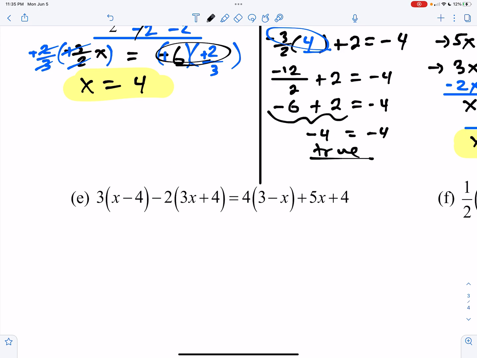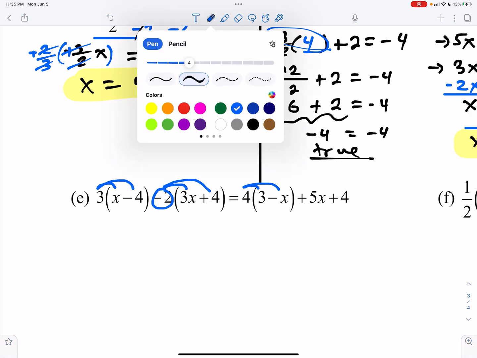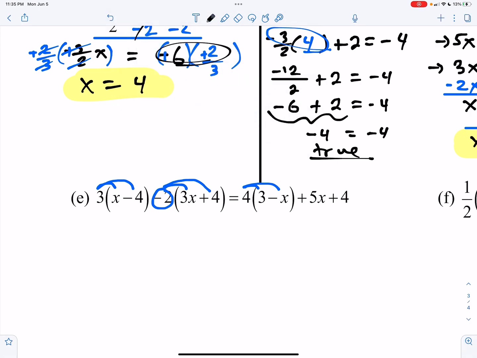You're going to have to do a lot of distribution to multiply through those parentheses. So let's multiply the 3 times the x and the negative 4. Now this one, we're going to be distributing a negative 2 to the 3x and the 4. Here we're going to be distributing a 4 to the 3 and the negative x. Okay, so let's do all that. Then we'll clean up everything by combining like terms that look the same. So 3 times x minus 4 would be 3x minus 3 times 4 is 12.